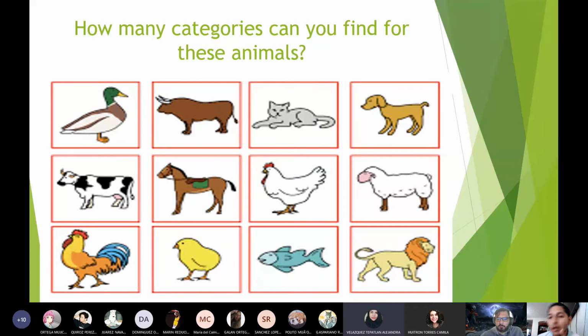Those with feathers? Ah, yeah, correct. Animals with feathers. Okay, feathers. Perfect. Excellent. A chicken, for example, right?